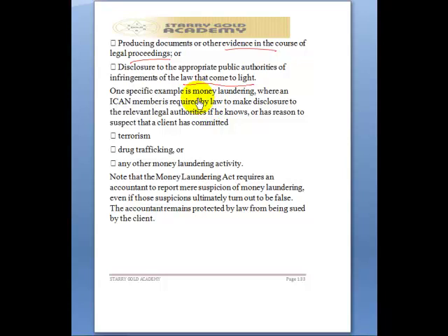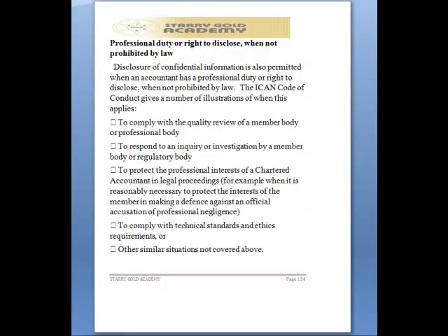The Money Laundering Prohibition Act of 2011 requires an accountant to report mere suspicion of money laundering, even if those suspicions ultimately turn out to be false. The accountant remains protected by law from being sued by the client. There is also a professional duty or right to disclose when not prohibited by law.